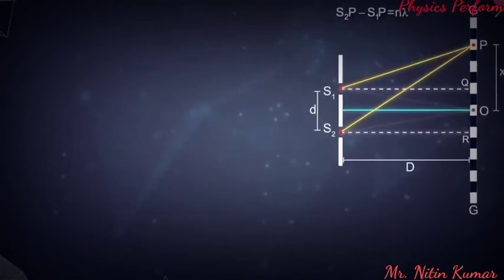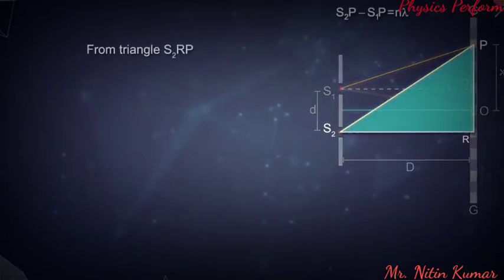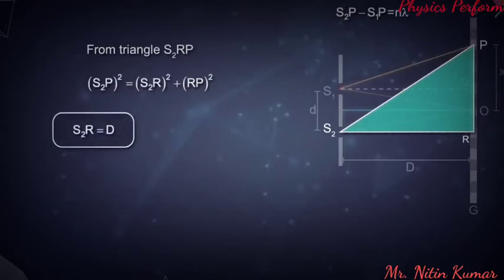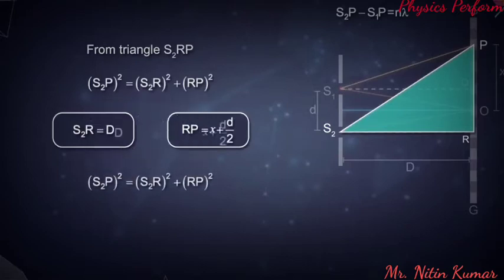Let's find S1P and S2P. From the triangle S2RP, S2P square is equal to S2R square plus RP square. We know that S2R is equal to D and RP is equal to x plus d by 2. Substituting these values in the equation, we get S2P square is equal to D square plus (x plus d by 2) the whole square. Let's call this as equation number 1.